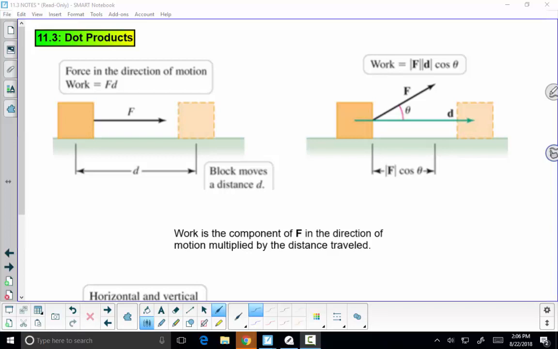So we want to decompose that force, and we want to figure out the component of force that's parallel to the ground, the component of force that's in the direction of motion. And then the work will be whatever the magnitude of that component is. And the magnitude of that component is the length of F times cosine theta. Let's figure out why.